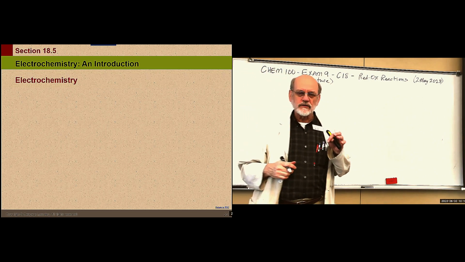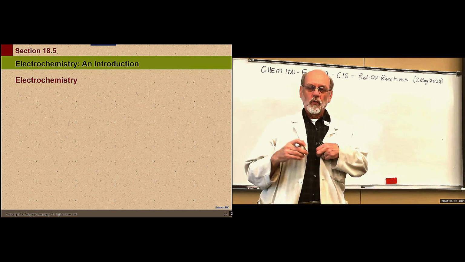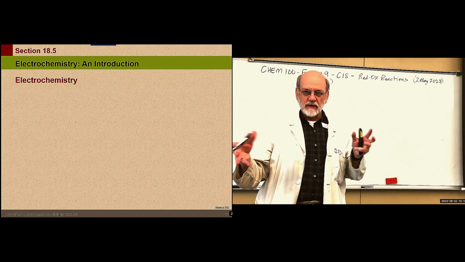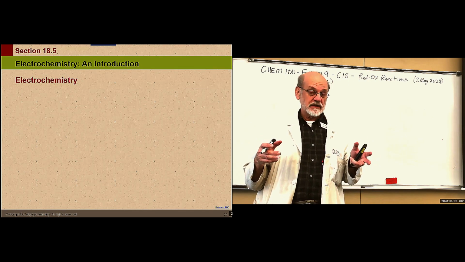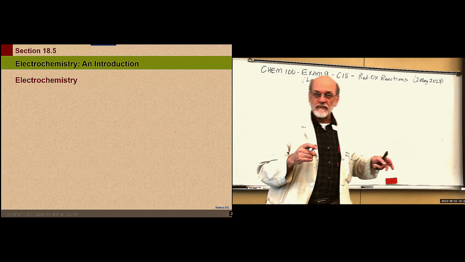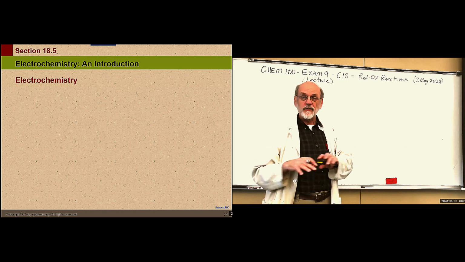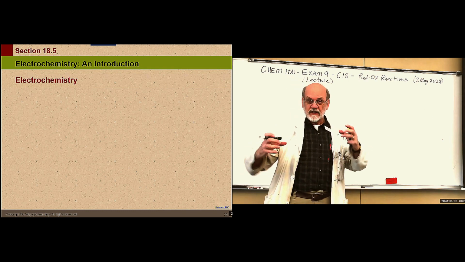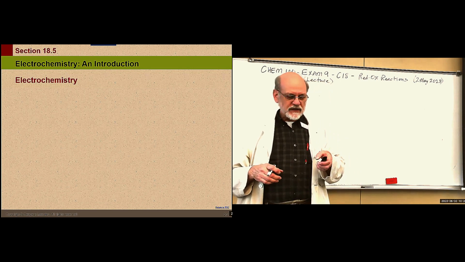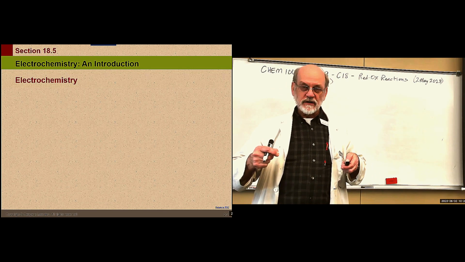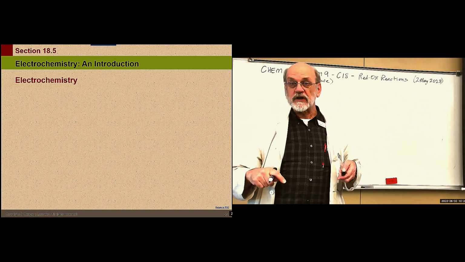We've learned how to balance equations using the half reaction method. Once we've separated those half reactions apart like that, we can do something with them, actually. We don't have to separate them on the board. We can separate them in real life. We can separate those two reactions into two separate containers. Electrochemistry is the study of the conversion of chemical energy into electrical energy, the movement of electrons through a conductor.